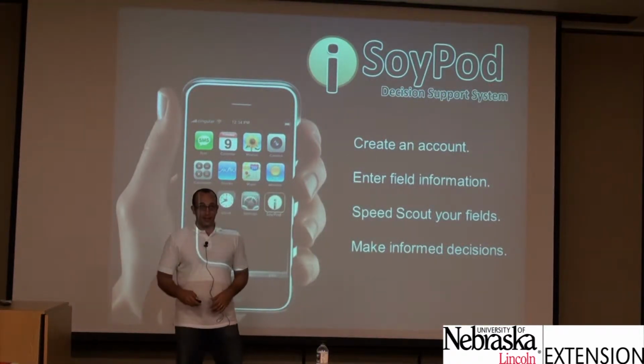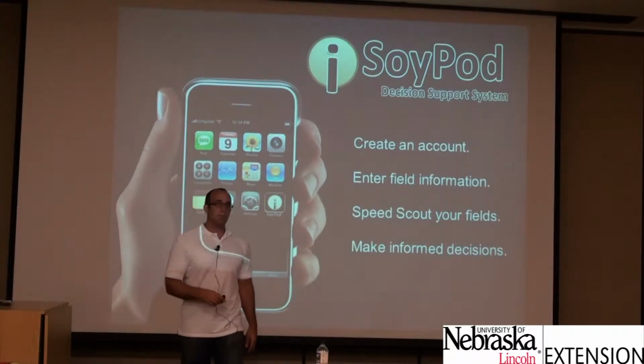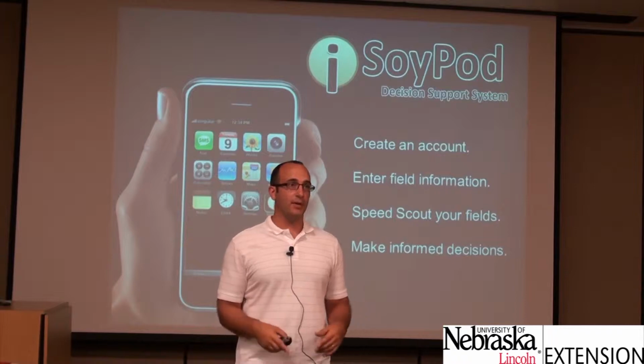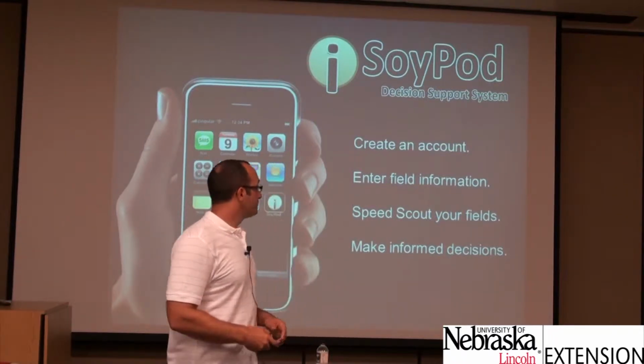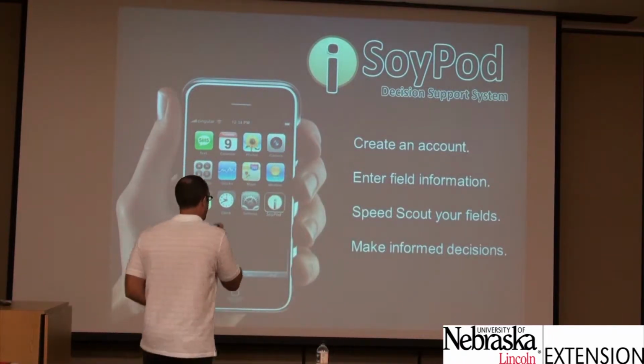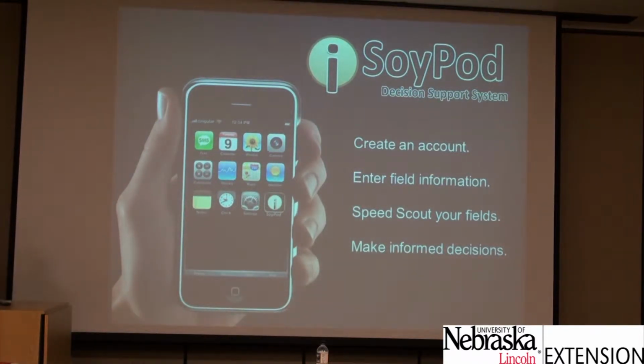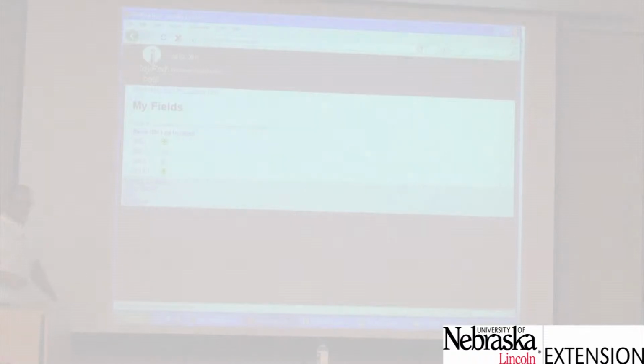But as you'll see, this paper version I think can be kind of complicated, especially when you throw in, okay, I have 50 to 100 fields that I'm managing. So I'm going to show you a little bit about how to create an account, enter field information, how to speed scout, what speed scouting is, and how to make informed decisions.